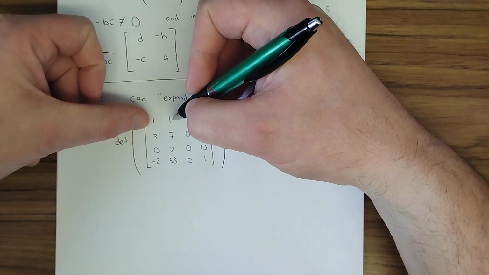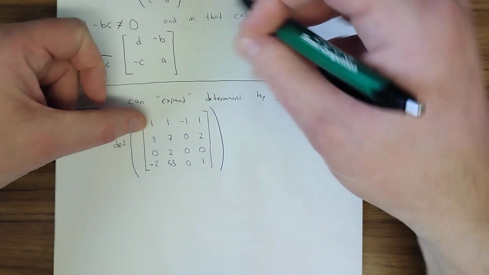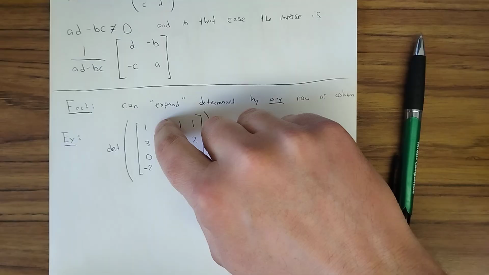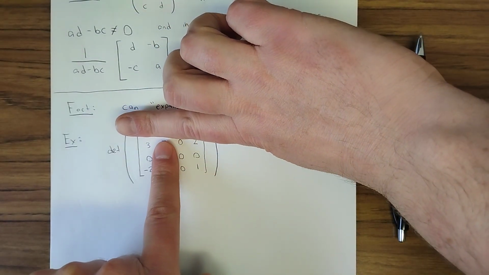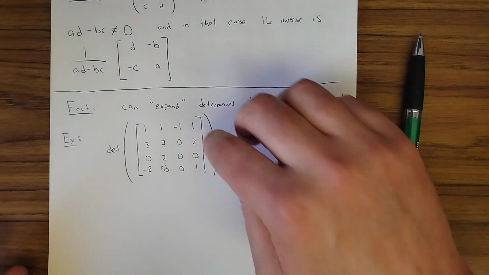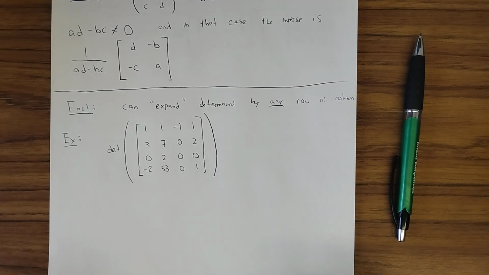I would go across the top row, so I would do 1 times this 3 by 3 determinant, and then 1 times this 3 by 3 determinant, and then this times this 3 by 3 determinant, and of course the last one. So I would have 4 3 by 3 determinants to do. And each 3 by 3 determinant doesn't take forever to do, but it gets kind of labor intensive. So let's try to find something smarter.